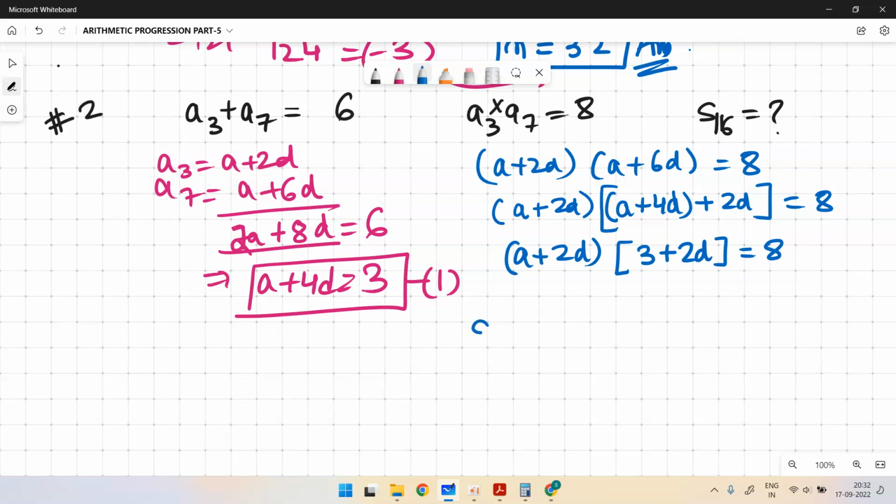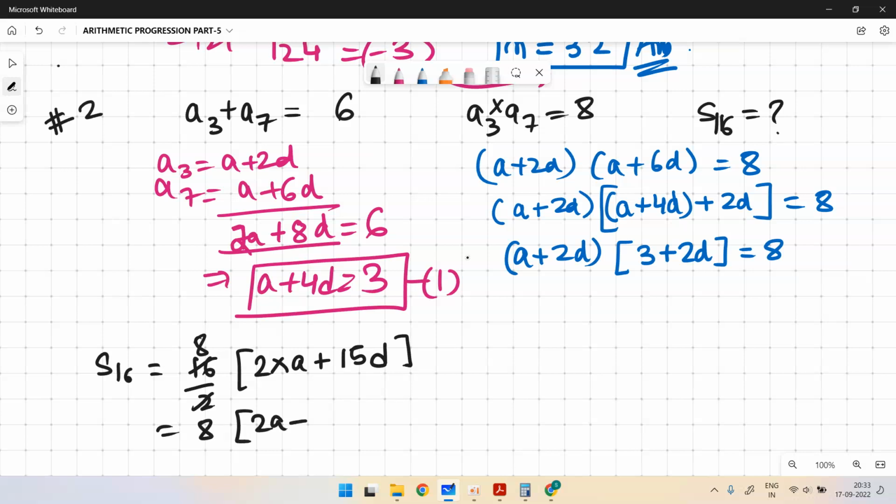Now if you calculate S of 16, S of 16 is n by 2 times 2a plus n minus 1 times d, which is 16 by 2, that is 8, into 2a plus 15d. Okay, let's leave it here.